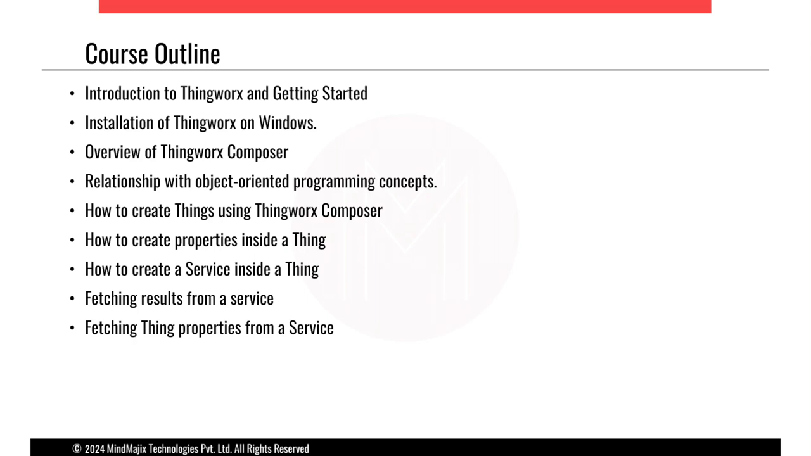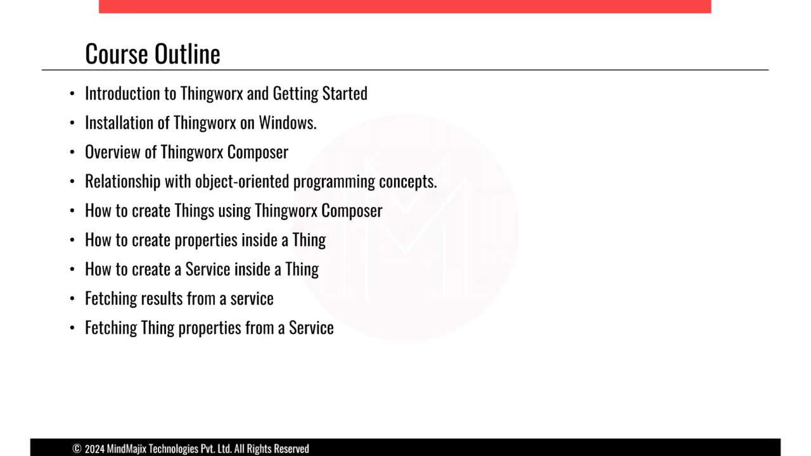Next is the relationship with the object-oriented programming concepts. ThingWorx is totally an object-oriented programming platform. So we have similar concepts to those in normal programming languages like Java, or C Sharp and other things. It is similar in concept, and in certain ways it is very related to object-oriented programming.